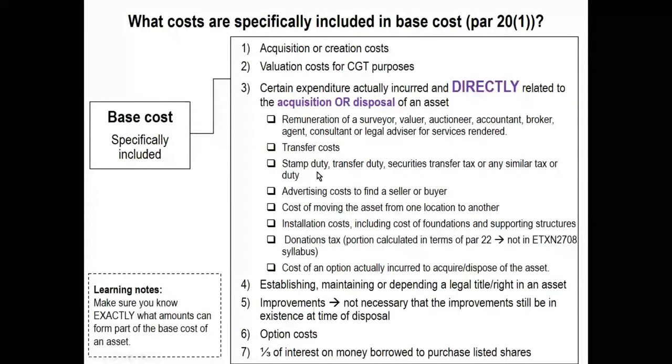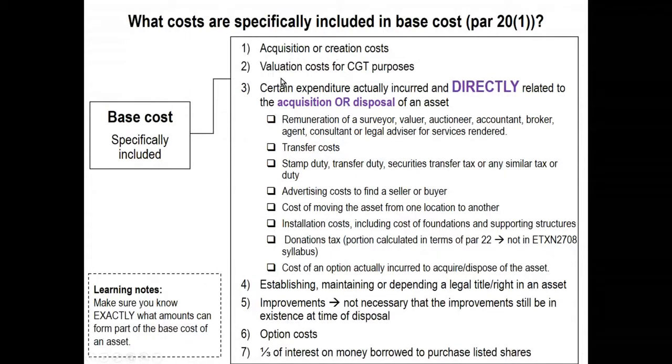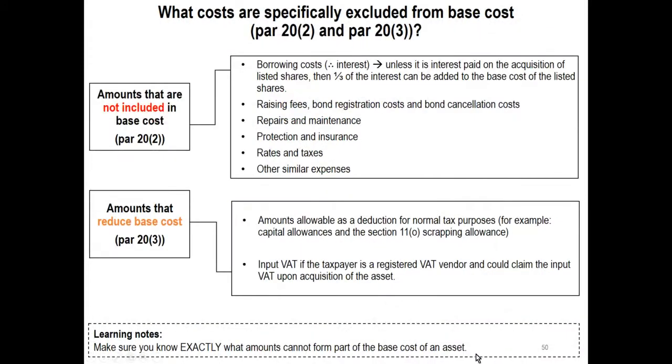But if you look at base cost, these are the amounts that are specifically included in base cost. So, acquisition or creation costs, expenditure that was incurred and directly related to acquisition or disposal. And there you'll see moving costs. And then right at the end, number 7, 1/3 of interest on money borrowed to purchase listed shares. So it has to be listed shares. And then what are specifically excluded? Borrowing costs unless it is interest paid on the acquisition of listed shares, because then you can add 1/3.